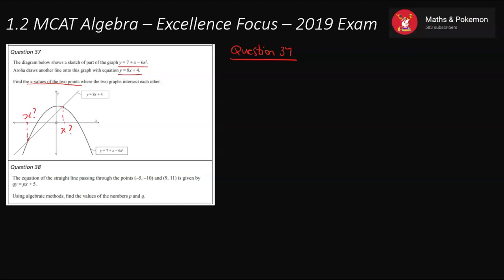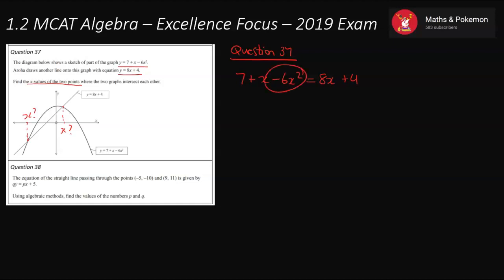And the nice thing is at those 2 points, the two expressions we've been given here are equal to each other. So we've got 7 plus x minus 6x squared. That's the parabola. When is that equal to 8x plus 4? And that was the straight line. So this is a quadratic. I'm just going to go ahead and simplify it. Make sure x squared is on one side, and 0 is on the other side.